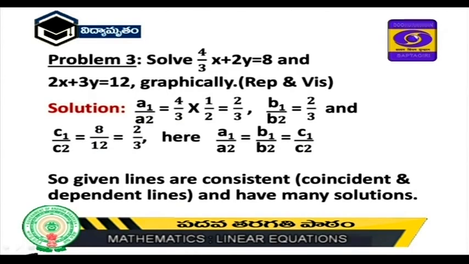Then I will go to the ratios of x coefficients, that is a1 by a2 equal to 2 by 3.